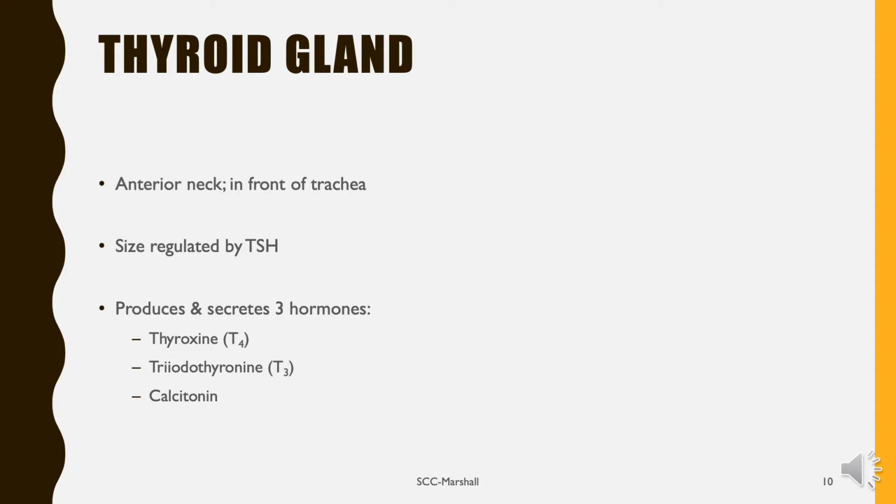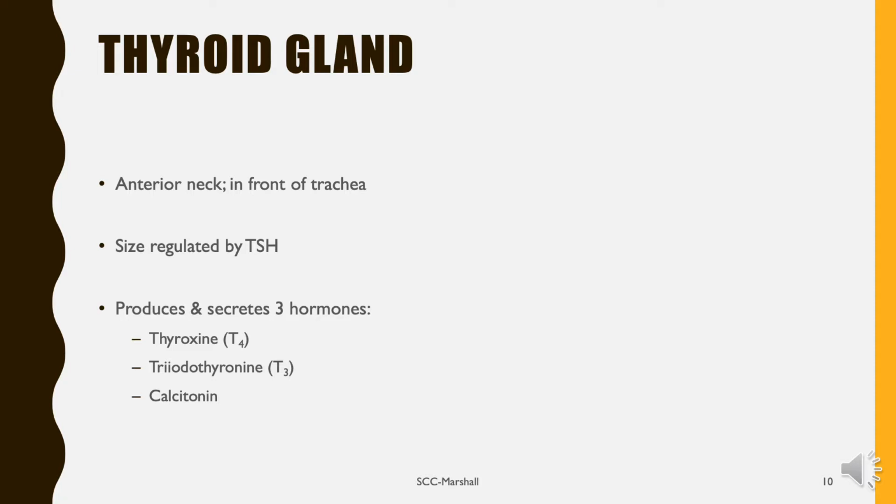Hopefully you'll recall that your thyroid is located in the anterior neck in front of the trachea. Its size is going to be regulated by TSH from the anterior pituitary. The thyroid gland produces and secretes three hormones, our thyroid hormones, T3 and T4, and then also calcitonin. So let's look at our thyroid hormones first.